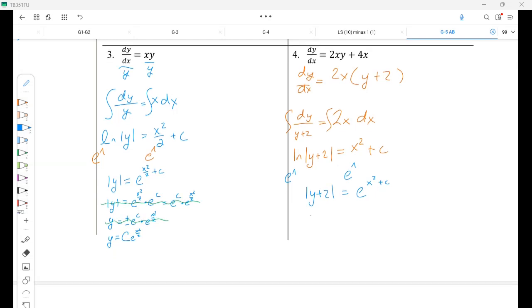So the next line here looks like we lose the absolute value bars, because we're actually getting a plus or minus on the other side, but we're putting that in front of the capital C. So we don't need that plus or minus. C can be any number in the world. Putting a plus or minus in front of that number doesn't change the fact that it could be any number in the world. So that's how we lost the absolute value bars. So we end up with y equals c e to the x squared minus 2.